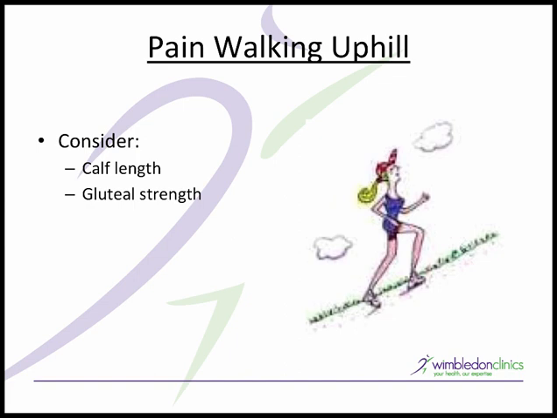If your calf is insufficiently long when you're walking uphill, it will drive you to either excessively pronate, which leads to a compensatory tibial rotation, which is undesirable, or it will put a greater demand on gluteal function, and if the glutes are weak, then it might lead to excessive and unwanted pelvic and or femoral movement.